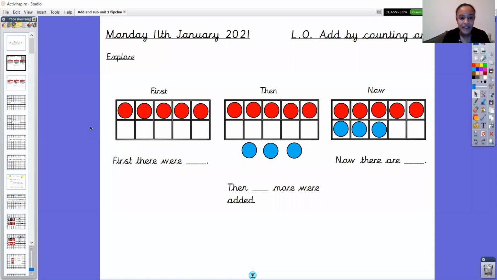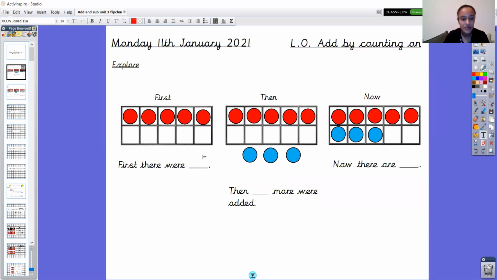So we have got on our first explore page here a little addition story: first, then and now. To help us with this addition story, we are going to complete the stem sentences to help us tell the story. Okay, so first there was something is the first stem sentence that is missing something. Then the next part of this story has got then something more were added. And the third part of our story, the final part, is now there are something.